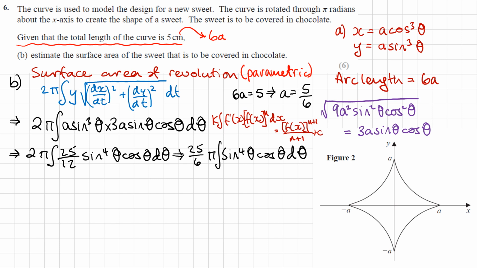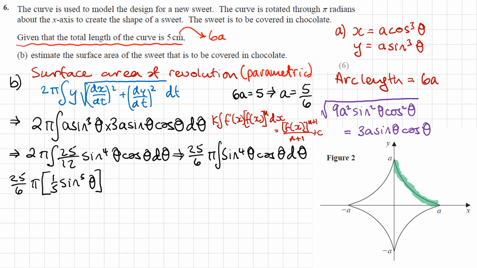So what we will get now is 25 over 6 pi, and then the integral, it will be sine to the power 5 over 5, so it's going to be 1/5 sine to the power 5. Now we need to work out what our limits are going to be. Now the actual formula for the surface area of revolution will rotate whatever curve you have 360 degrees, so all the way around. So that would actually create half of the suite.